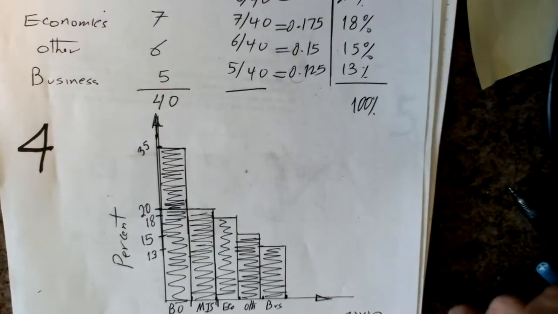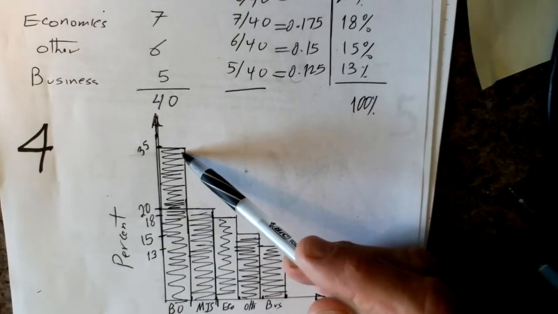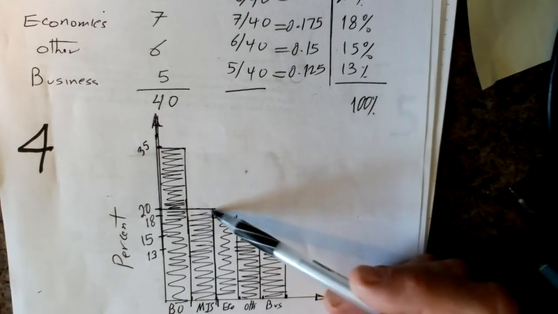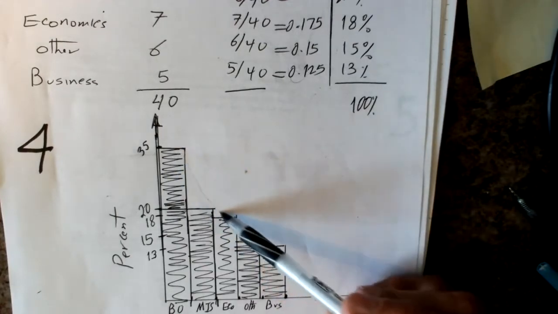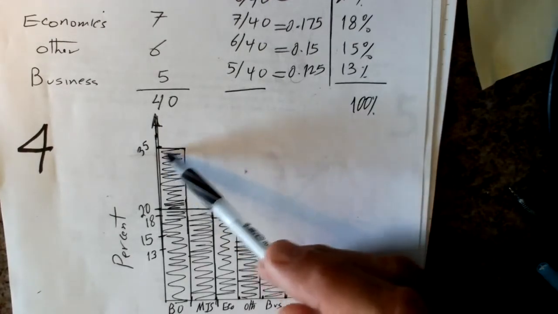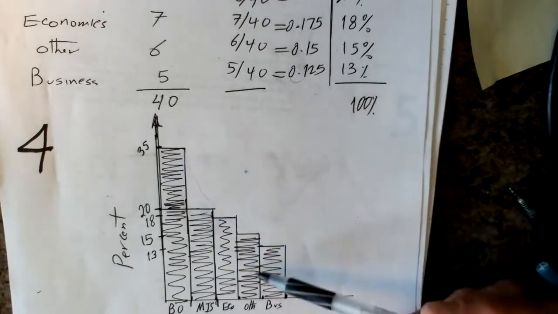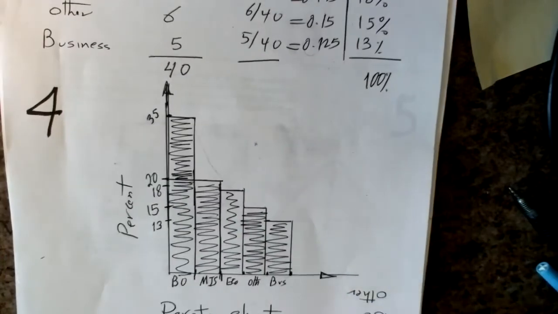A Pareto chart is when you put the highest frequency or percentage first, and then you put the lowest one here. So it's always declining like this. So you put it in order from the highest percentage to the lowest. This is a Pareto chart.